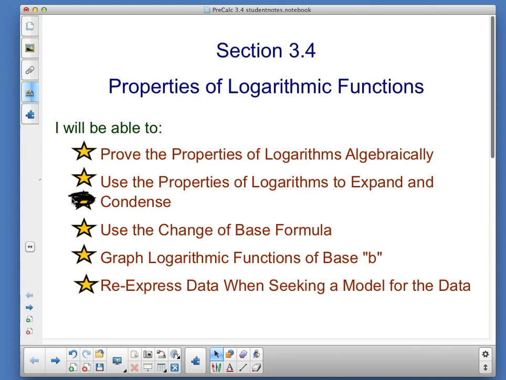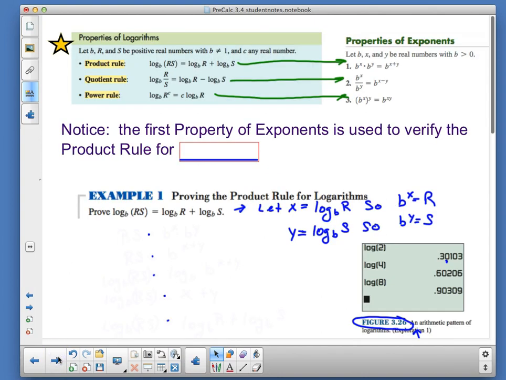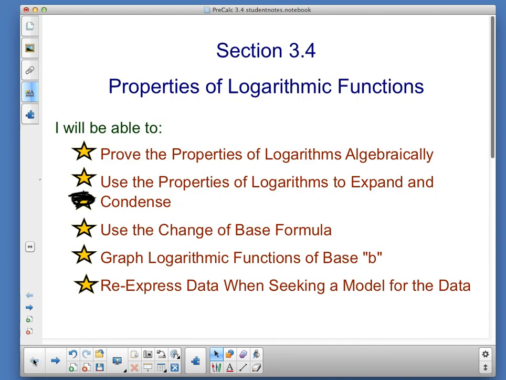Use the change of base formula, graph logarithmic functions of base b, and re-express data when seeking a model for the data. You guys familiar with Kepler's law? You've used it in physics. That's the re-expression problem we do. But this is over the next couple days. We'll get to the change of base formula today. Okay. Properties. Oop, I've missed that bottom part. The properties we'll get to.